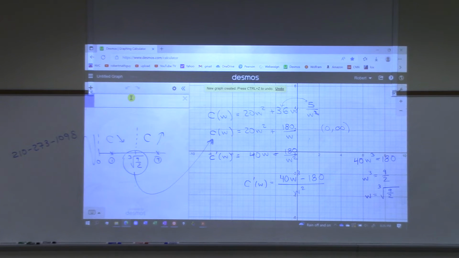The cost function was 20x squared plus 180 over x. Not w, sorry, I got to use x. God, I did w again, x.